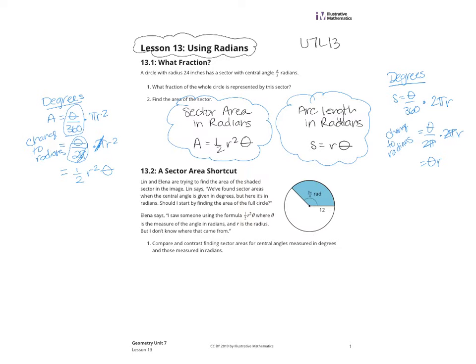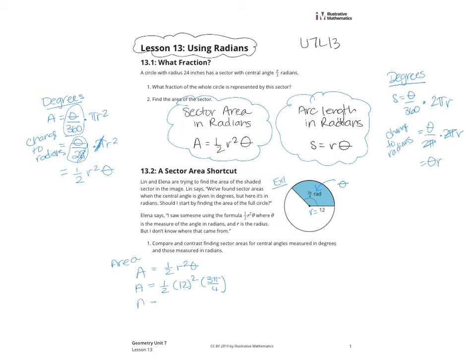So let's take a look at our problems here. Let's use this first problem, 3-2, as my example. My theta is 3 pi over 4, and my radius is 12. So let's go ahead and set this up. Let's find the area first. So the area is equal to 1/2 r squared theta. So my area is equal to 1/2 times 12 squared times 3 pi over 4.